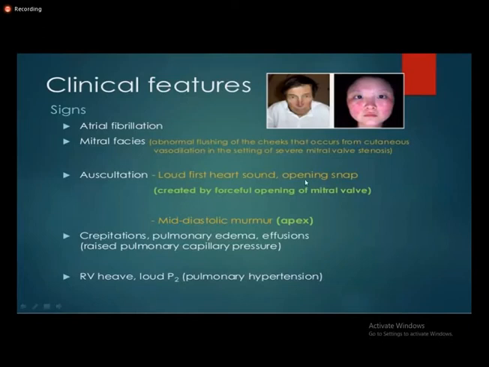These are things you will learn when you come to the ward, because these are all clinical findings. But for your convenience, you should know that the first heart sound should be loud. There is an opening snap, a mid diastolic rumbling murmur at the apex, and there is loud P2 and RV heave if there is pulmonary hypertension. On examination of the lungs, there are crepitations, pulmonary edema, and effusions.